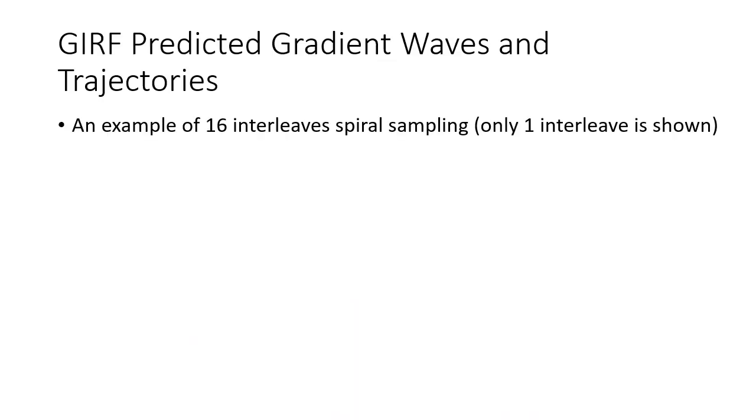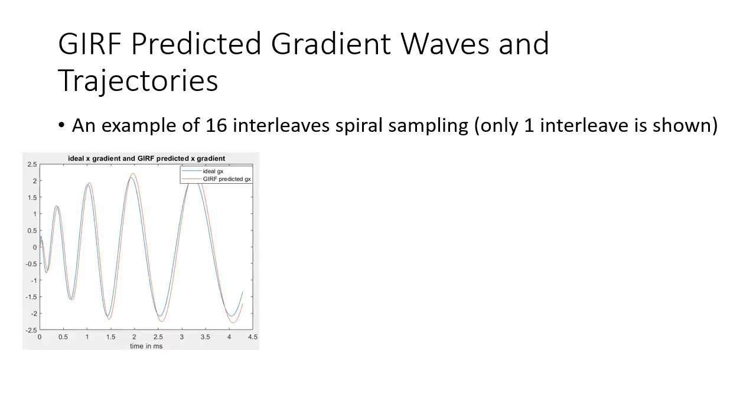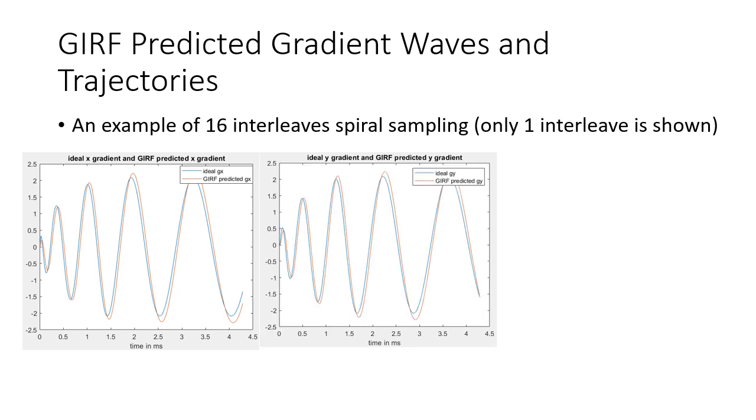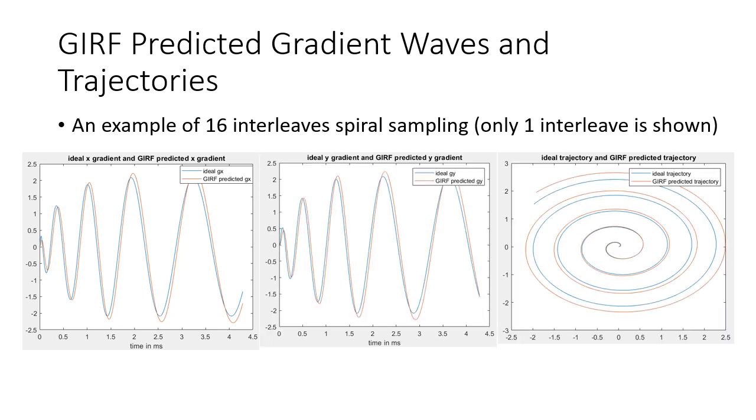Here is an example of 16-interleave spiral sampling. This is GX and GIRF-distorted GX. The red line is the GX, and the blue line is the GIRF-distorted GX, the GY, and the one of 16 interleaves. As we can see, the trajectory changed a lot.